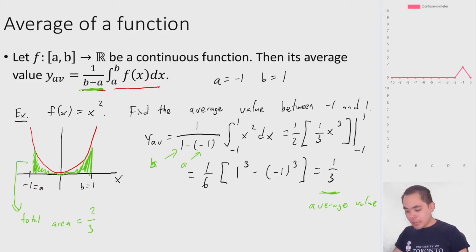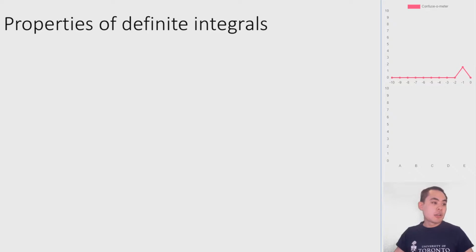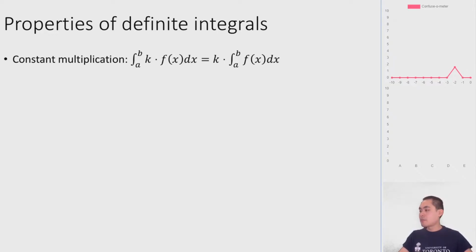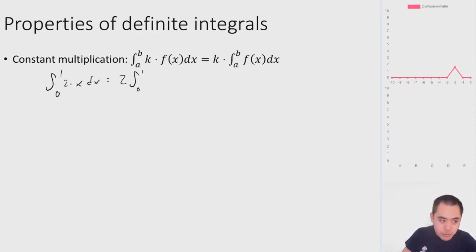Okay, so now that we've done that, there are a couple properties of definite integrals that are useful. So let's go through them. The first one is constant multiplication. We've already used this a couple times, but the basic idea here is that if you have a constant inside of an integral, you can move that constant out in front of the integral in terms of multiplication. So you get something like the integral from 0 to 1 of 2 times x dx is equal to 2 times the integral from 0 to 1 of x dx.